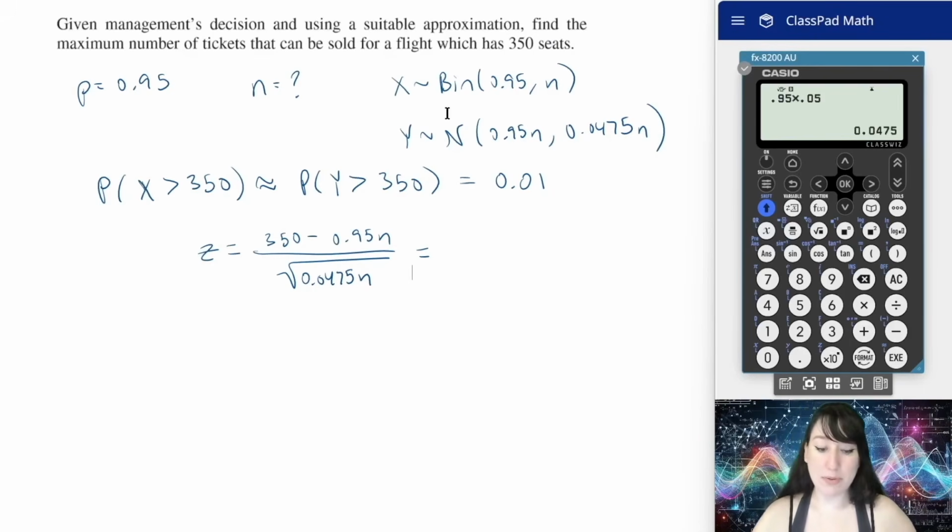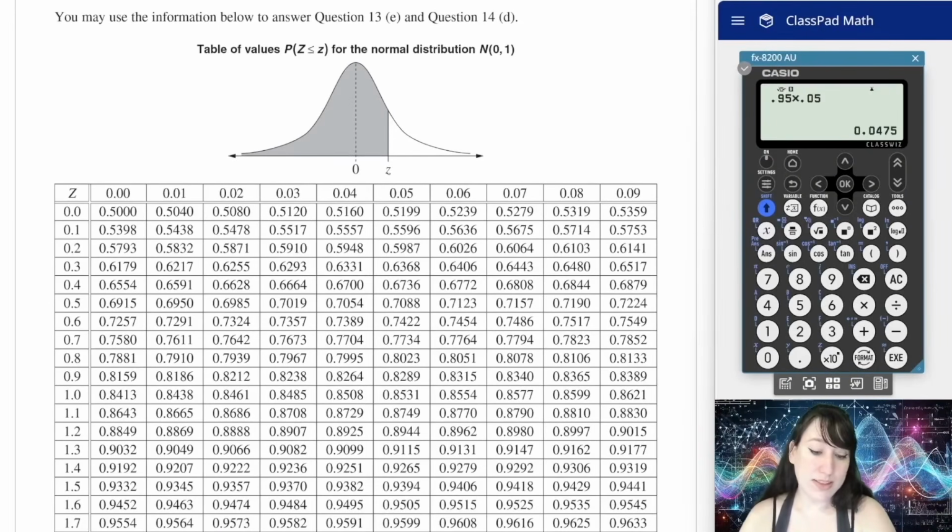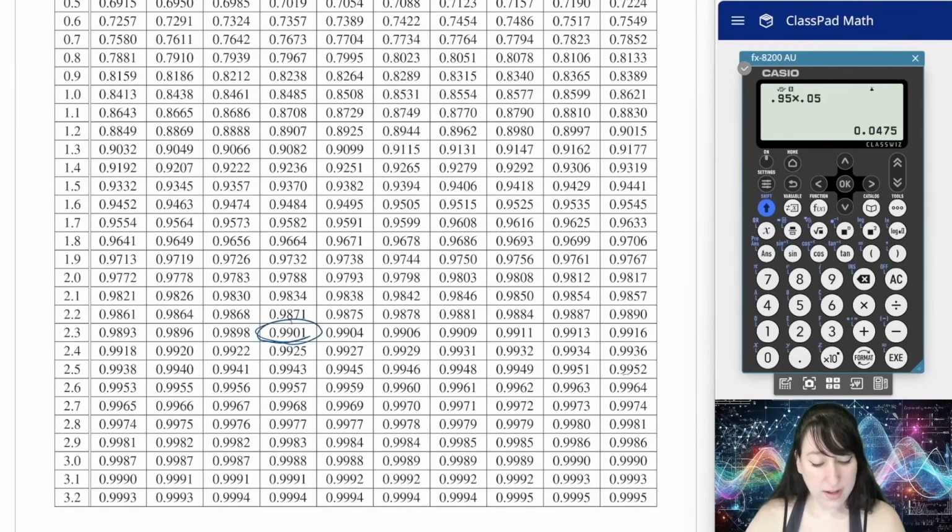So let's go look at the table. As usual, the table will give us the probability up to a certain z-score. We want to know when we have 1% above the z-score. So we'll look for 99% in the table. This point here is closest to 99%. That's a z-score of 2.33.